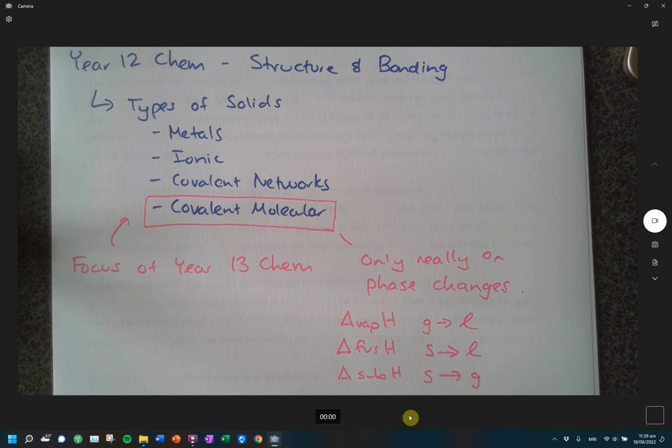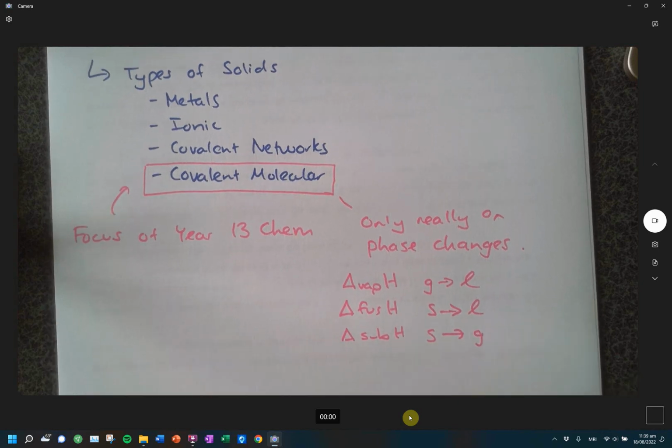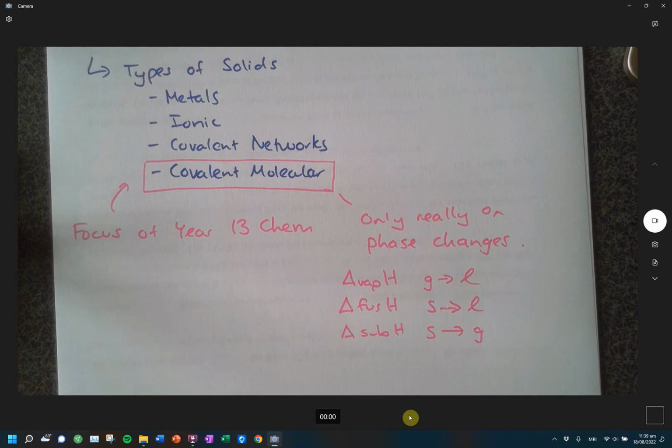Okay. So, since we are talking about phase changes, we need to be talking about the molecules, and the forces that are holding those molecules together. Because whenever we have a phase change occurring, we're breaking the bonds between the particles. So in this case, if you remember, the force that holds the covalent molecular together, when we talked about it last year, we talked about intermolecular forces.